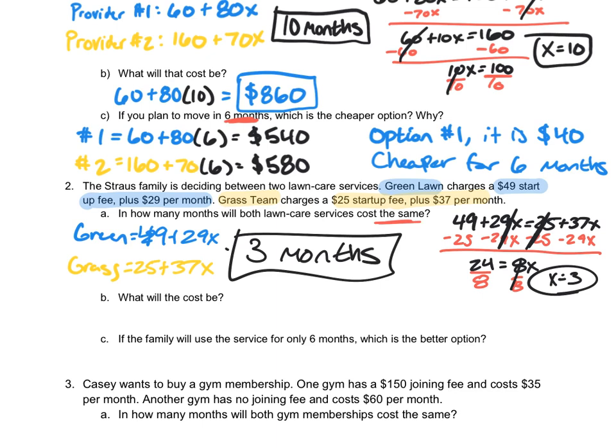Now, the next question is, what will that cost be? Well, again, here you just pick and plug it in. I'm going to use grass right here, so it would be 25 plus 37 times 3. You can choose whichever one you want. You can choose the first or the second. Yeah, so watch this. Let's work it out. 37 times 3 ends up being 111. 111 plus 25 is 136. Is that what you got? Yeah. So it would be $136 that month.